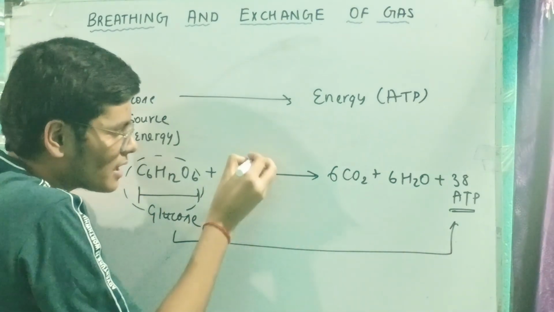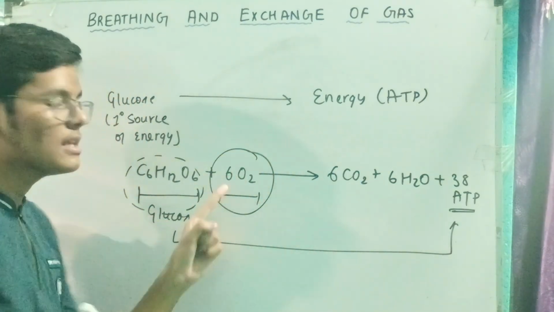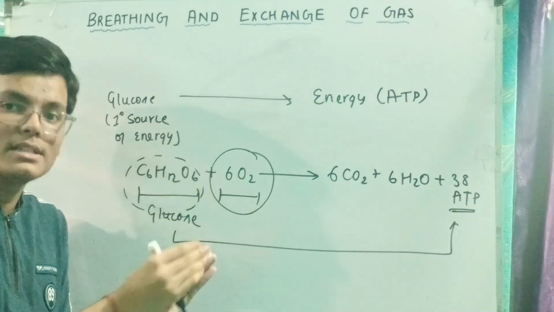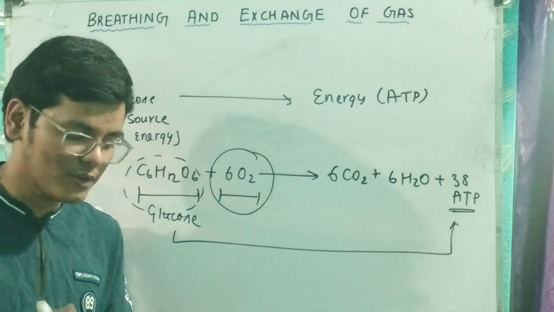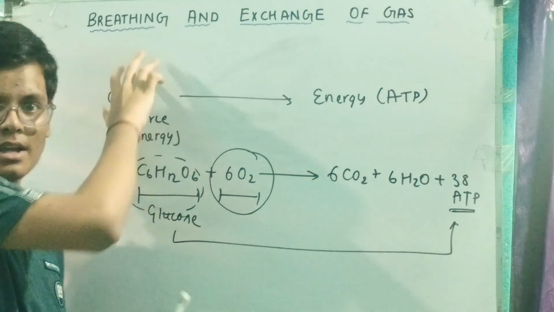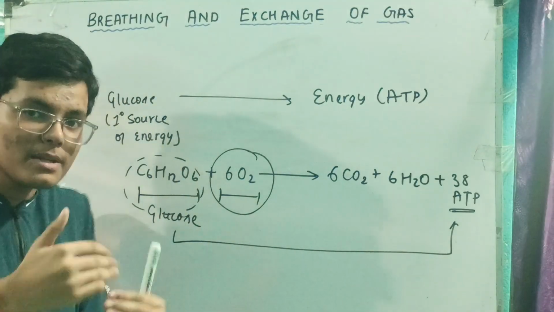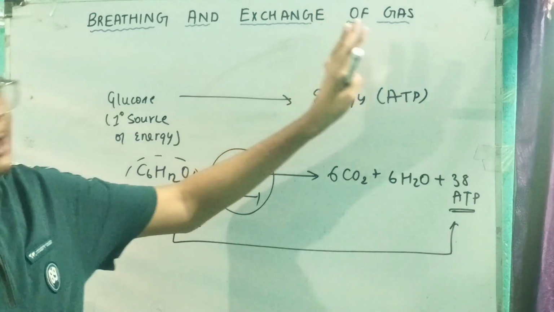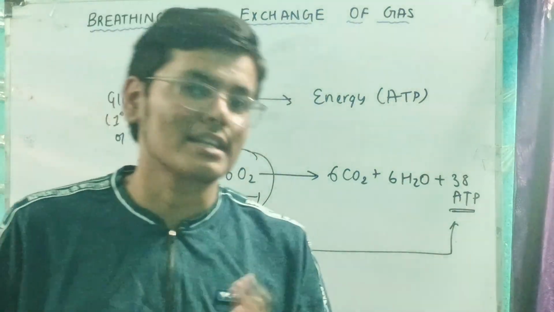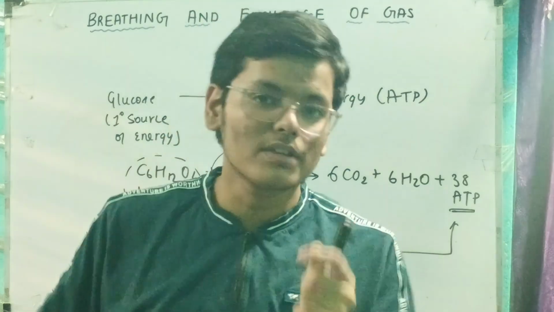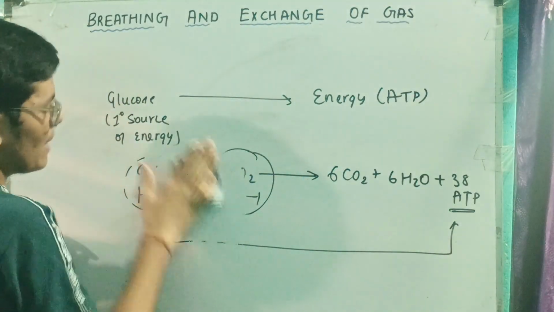Now we'll be thinking and we'll be discussing about this oxygen. How did we get this oxygen in this equation? To get this oxygen we have to perform a very beautiful process that is known as breathing. And after breathing, what happens inside the body is the exchange of gases. So that is why we need to learn about the topic of breathing and exchange of gases. Now let us start with the first topic of this chapter.